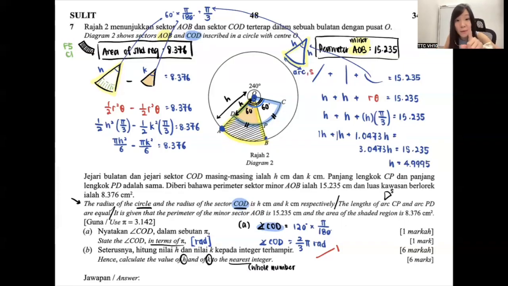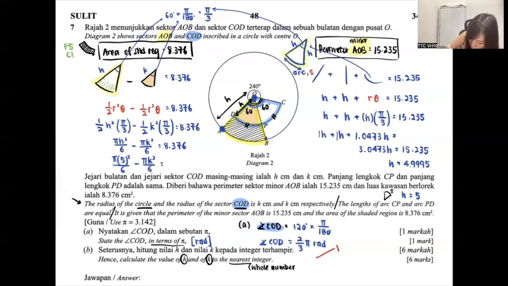So I don't want this. I want the nearest integer. H answer, isn't it? 5. Yes, got it. H is 5. And once you guys got that h is 5, I think you guys can continue to your area already. I think can get the answer already. So h, isn't it 5? This one, isn't it k? Should be able to get the answer lah.